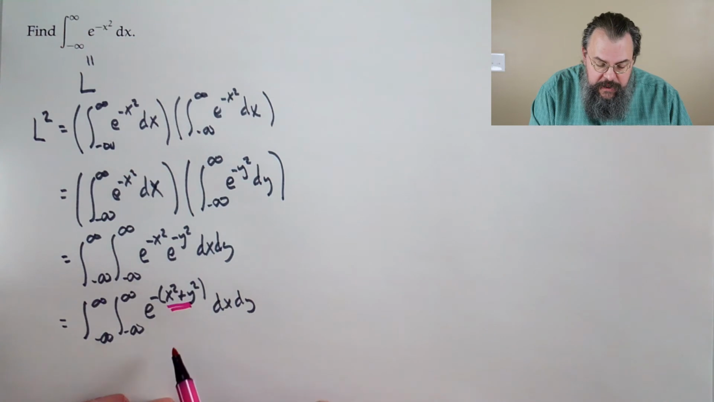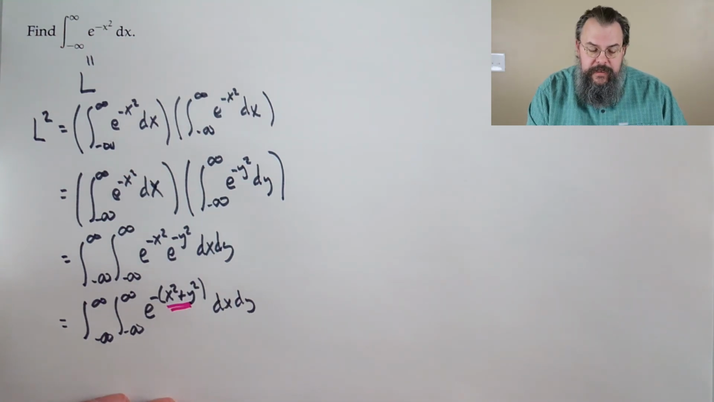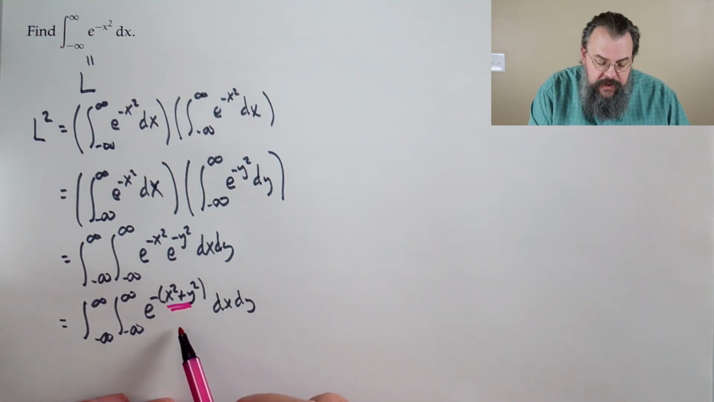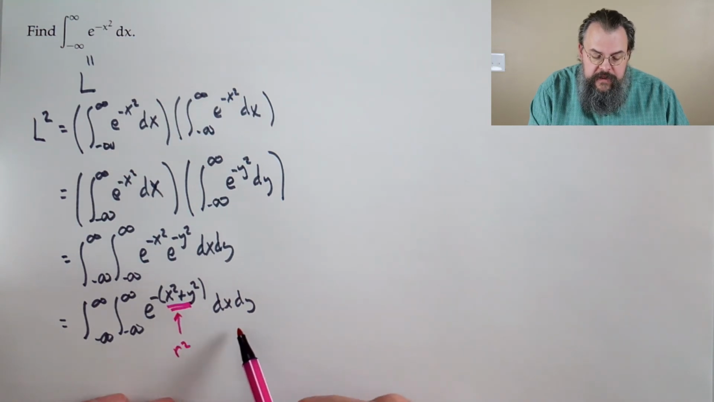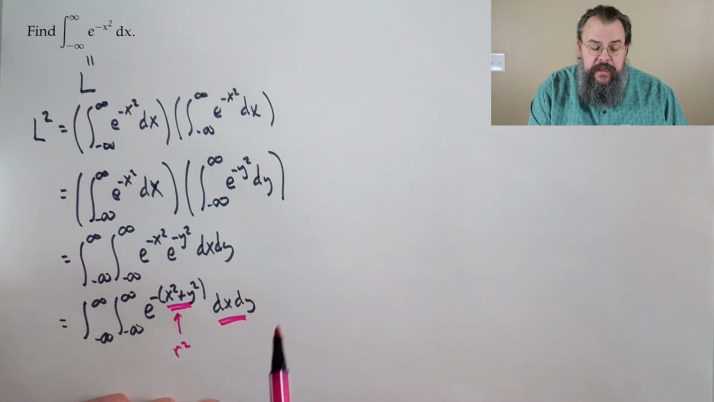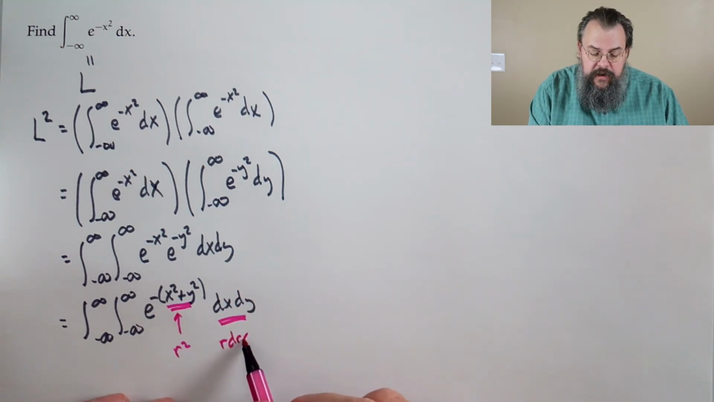This part here will become r squared. Well, that's no problem. Great. dx dy, that's our dA, right? That'll become r dr d theta.